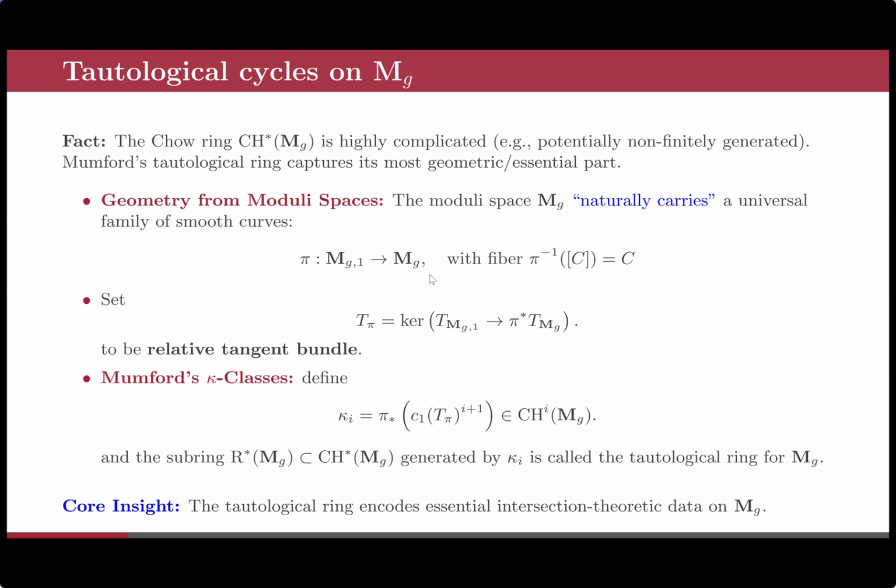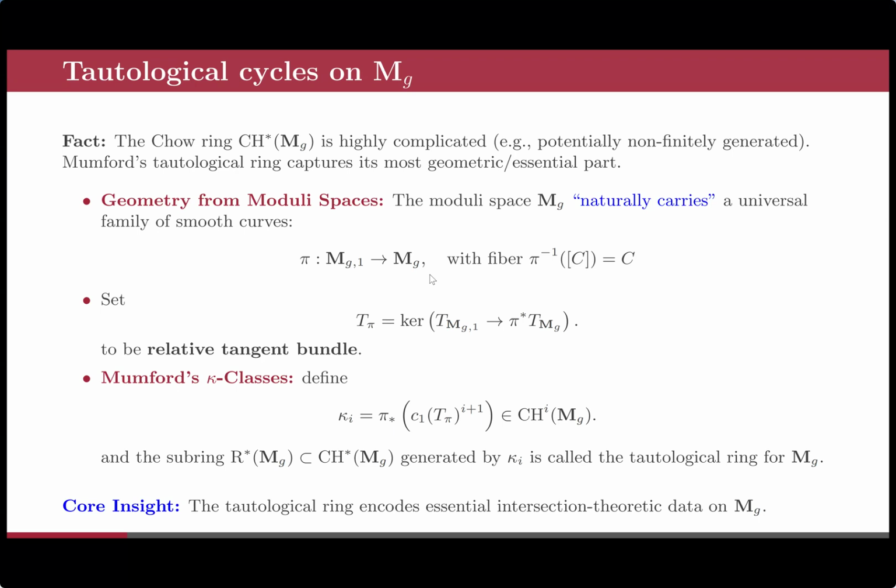So from construction, you can see that this kappa class naturally carries the canonical geometrical cycles on the fibers of the curves, because on curves, the most canonical cycle is this relative tangent bundle, which is a divisor class on the fiber. And this tautological ring is clearly finitely generated because we only have finitely many kappa classes. Okay, so this is nice. Because the entire Chow ring is probably infinitely generated, but for this ring, it's finitely generated from the definition.